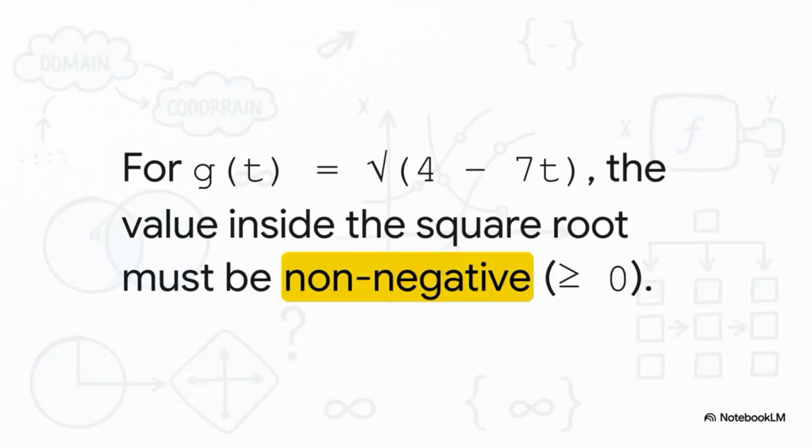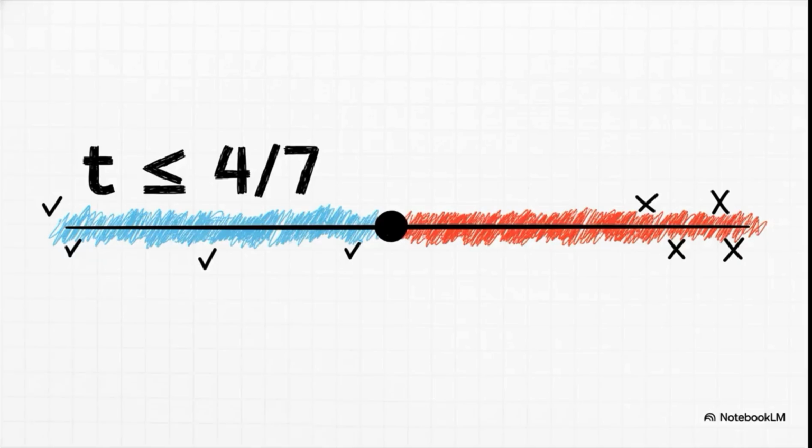Look at this function. We've got a square root, which should immediately set off alarm bells for rule number 2. To keep everything legal, the stuff inside that square root, the 4 minus 7t, has to be 0 or positive. It cannot be negative. And once we solve that little inequality, we find our boundary. t has to be less than or equal to 4/7. Any number that fits that rule is a perfectly valid input. It's in the domain. Any number bigger than that? Sorry, it's out of bounds.